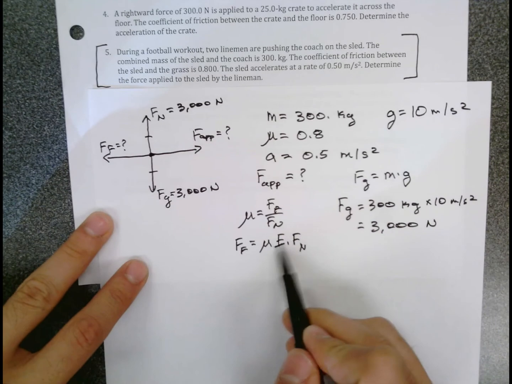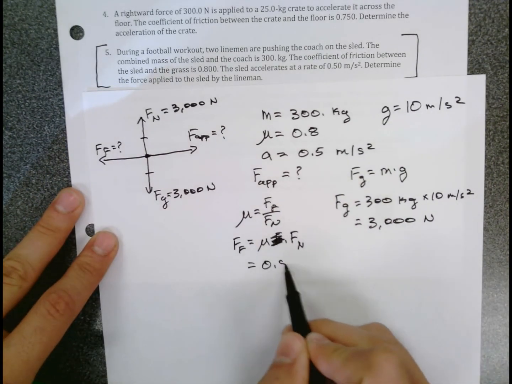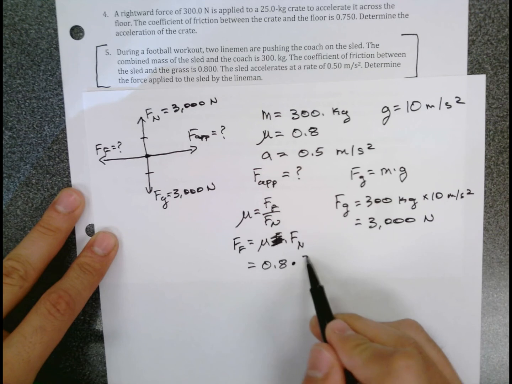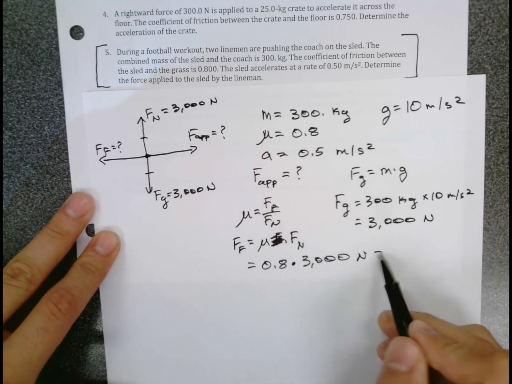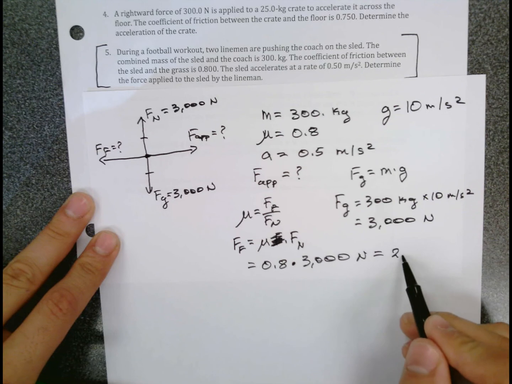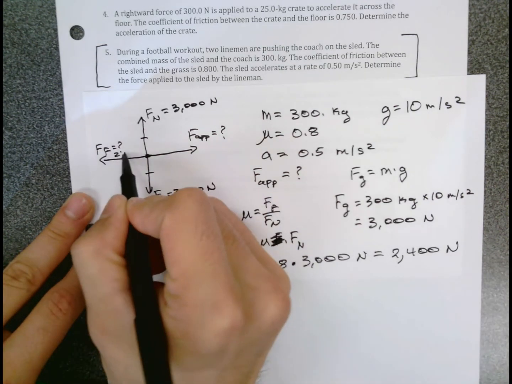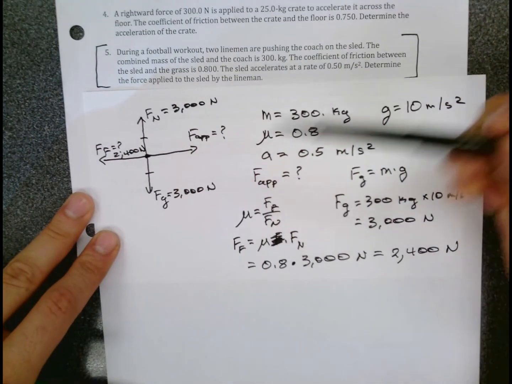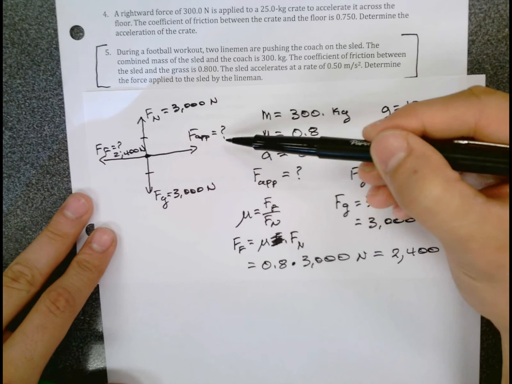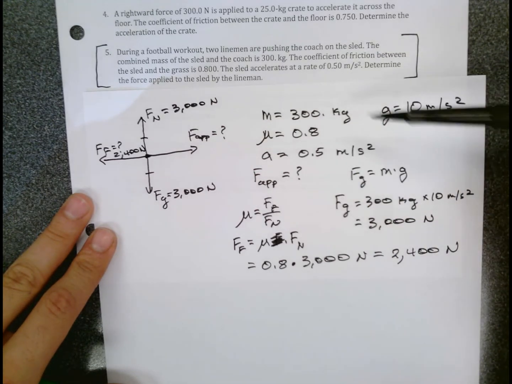Oh, I have an extra F there. Plugging that in, we get 0.8 times 3,000 newtons gives us a frictional force of 2,400 newtons. Let's plug that in, 2,400 newtons. We can't go ahead and say that is equal to the force applied because nowhere in our question was there a constant velocity. But we can go back in our givens.